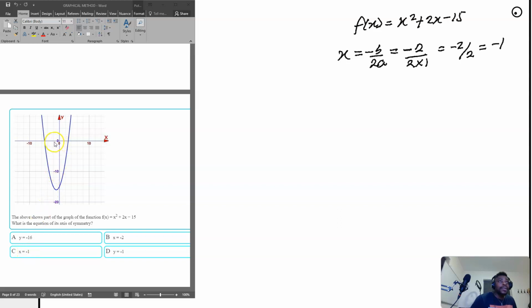So this is 0. This is minus 1. That is what we cut at that point of symmetry. So x is minus 1. That is C.